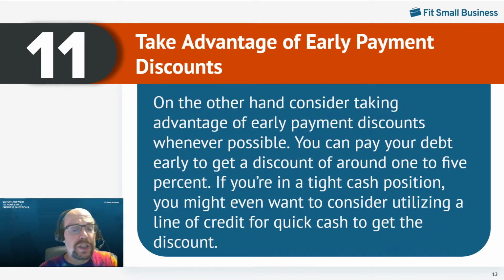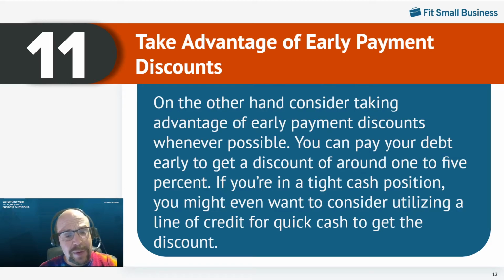Take advantage of early payment discounts. If you're not familiar with these, they are the payment terms that come on your invoice. Something could read like 2% 10 net 30. What that means is that if you pay within 10 days, they'll give you a 2% discount. If not, the whole thing is due in 30 days.